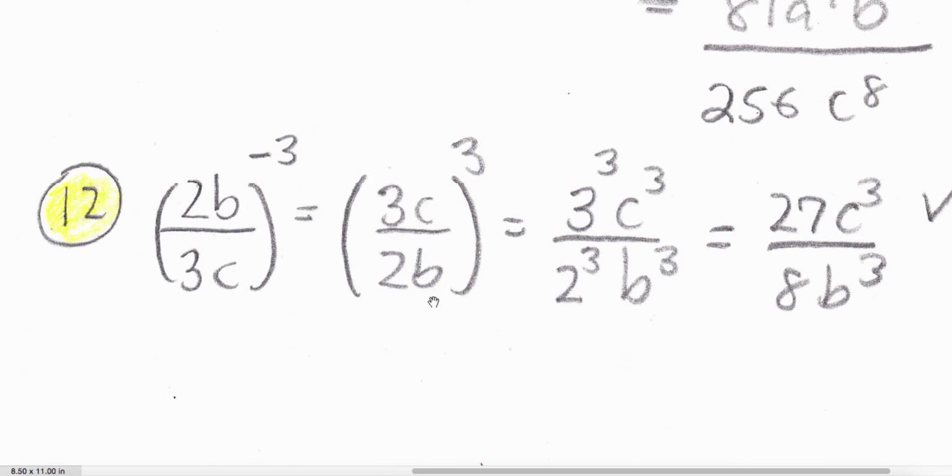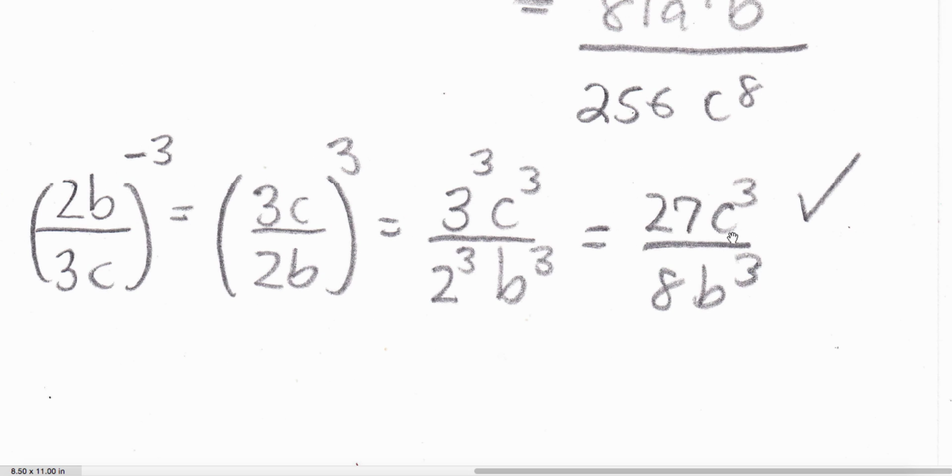Number 12, the fraction 2b divided by 3c raised to the negative 3rd power. What's new in this lesson is that this becomes the reciprocal, so this is 3c over 2b to the positive 3 power. And now I write this as 3 cubed, c cubed, over 2 cubed, b cubed. And now simplifying, this becomes 27c cubed over 8b cubed.